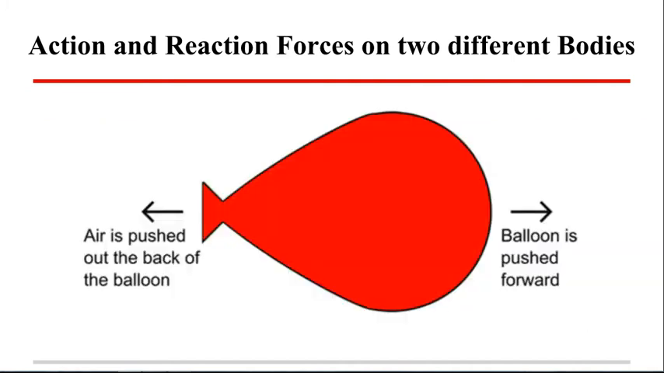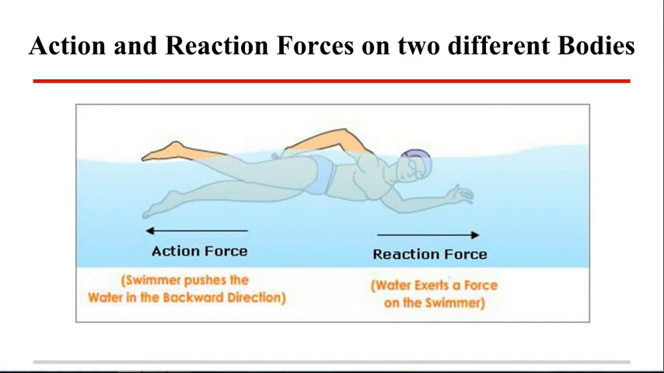In the case of a balloon, the air is pushed out by the balloon, because of which the air applies force on the balloon and moves the balloon in the forward direction. Here, the balloon is applying force on the air in the backward direction and the air is applying force on the balloon in the forward direction. In the case of a swimmer, the swimmer pushes the water in the backward direction, which is the action force, and the water exerts a force on the swimmer in the forward direction, which is the reaction force.